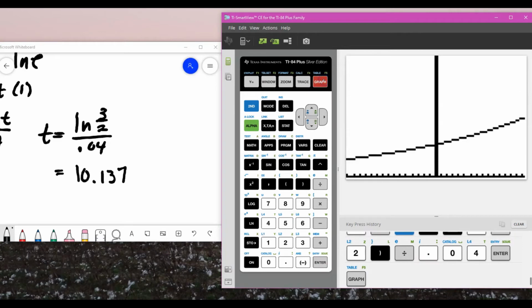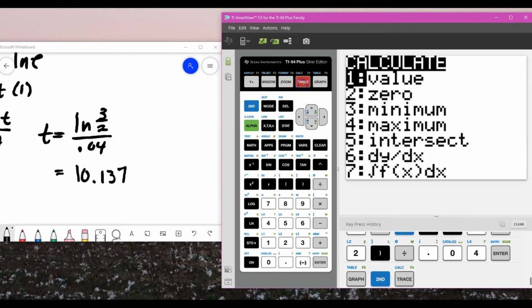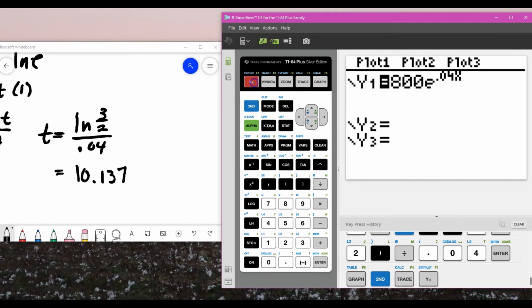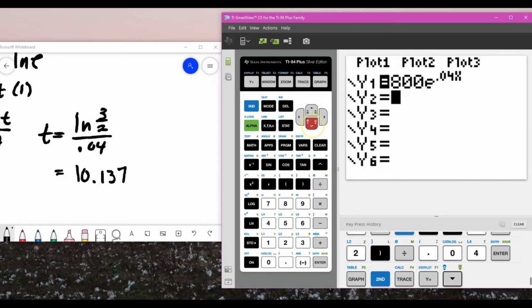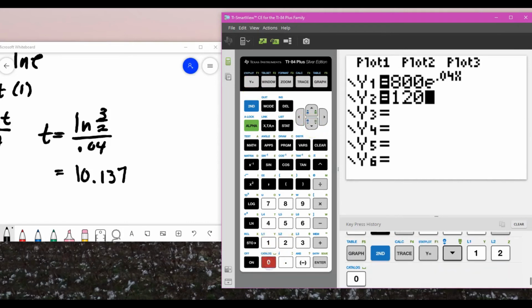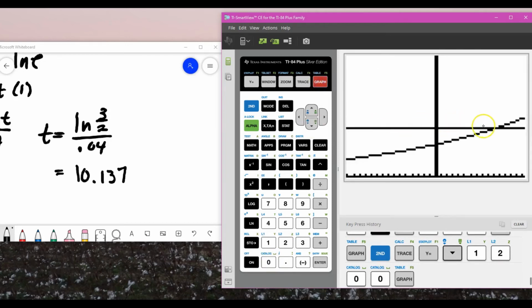There's another way to get that. We can use the intersect feature in the calculator. That's also in the calc menu, so I would go to second, calc. Oh, I need to do something first. Give me just a second. So in the y equals menu, I need to type in that 1,200 that we were trying to go to. So there's the 1,200, and on the graph, that intersection point is going to give us the number of days.